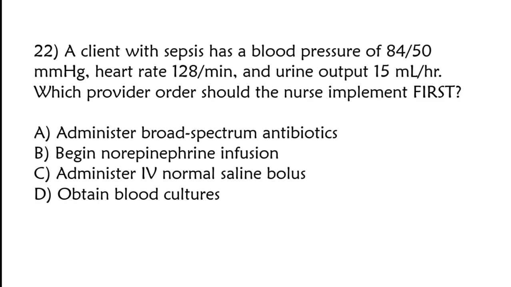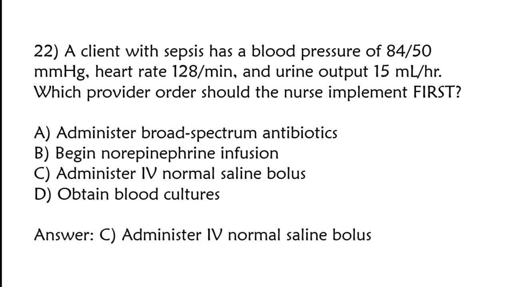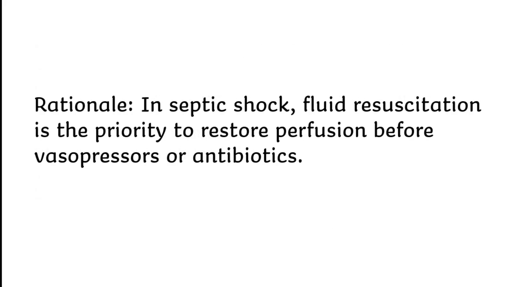A client with sepsis has a blood pressure of 84/50 mmHg, heart rate 128 per minute, and urine output 15 milliliters per hour. Which provider order should the nurse implement first? Correct answer is C. Administer 4 normal saline bolus. Rationale: in septic shock, fluid resuscitation is the priority to restore perfusion before vasopressors or antibiotics.